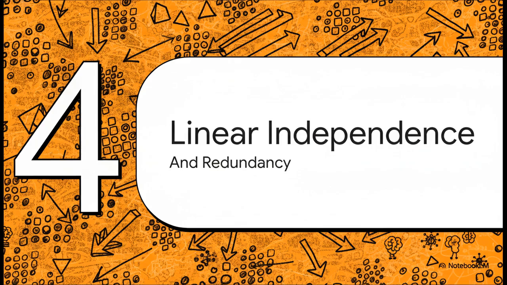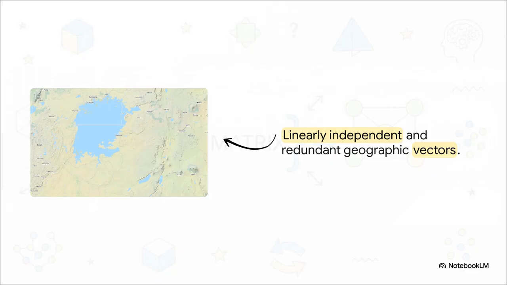Let's shift our focus to efficiency and tackle the huge problem of redundant data. Imagine you're in Nairobi, Kenya, and you're trying to give someone directions to Kigali in Rwanda. You could say, go 506 kilometers northwest to Kampala, and then 374 kilometers southwest. Those two directions, those two vectors, are completely essential. You cannot describe the southwest movement using only the northwest movement.